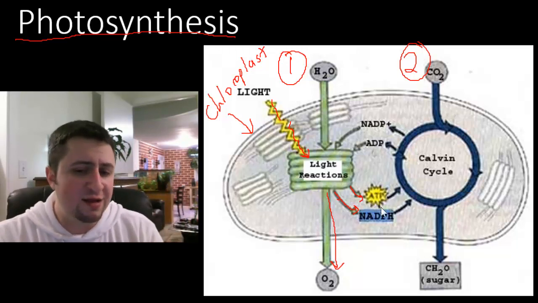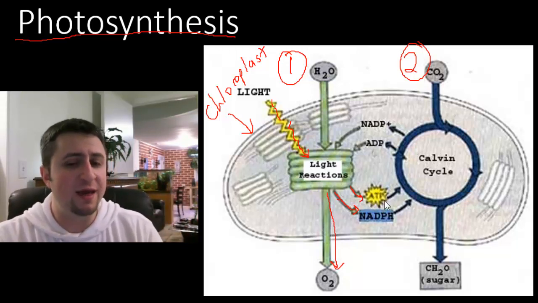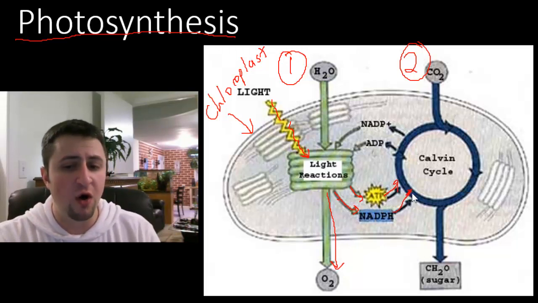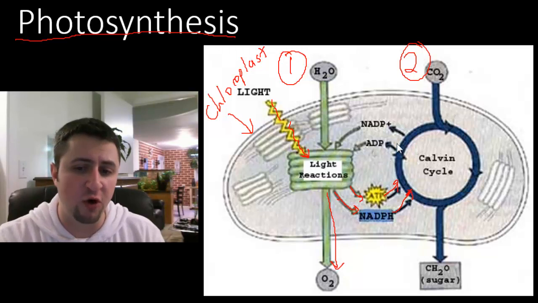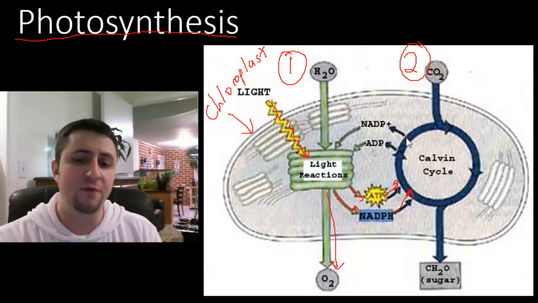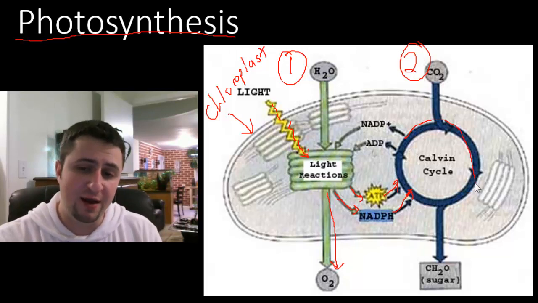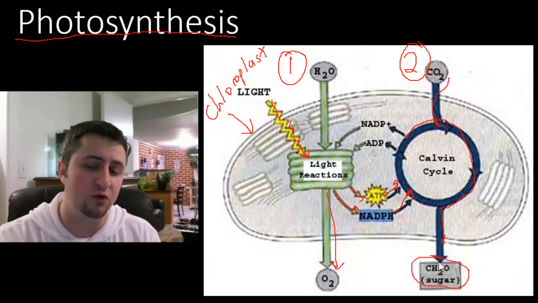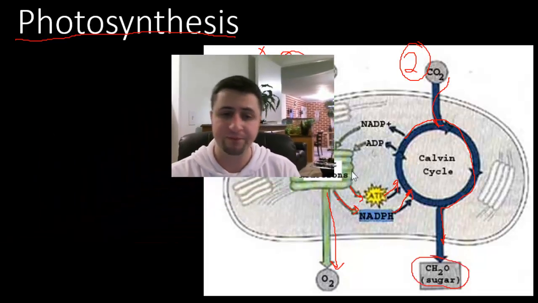After ATP and NADPH are produced, those two energy-carrying molecules go off and perform step 2 of photosynthesis, called the Calvin cycle. In this cycle, carbon dioxide goes in, and out comes one molecule of glucose, aka sugar.